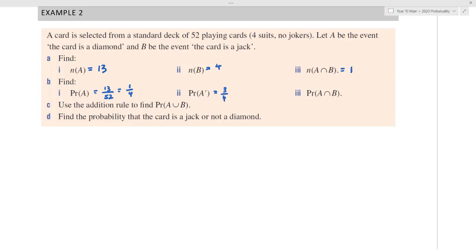What about the probability of A and B? Well, we're looking at one thing out of 52, aren't we? There is 1 jack which is a diamond in the deck, 1 out of 52.